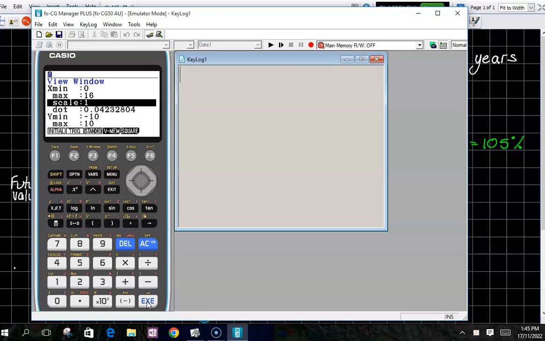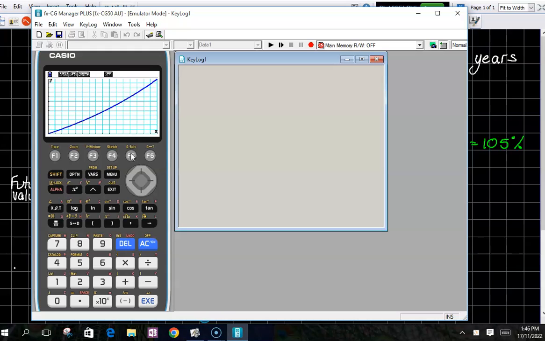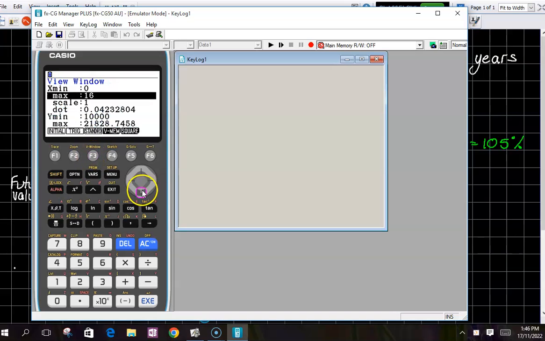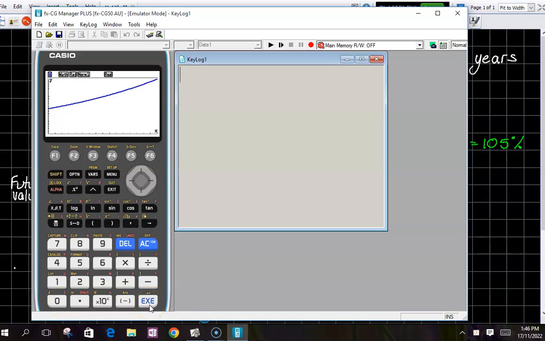And I still get nothing. What do we now press? Shift, Zoom, Auto. This is going to work every time. I'm now going to do a little bit of adjustment. I'm going to go Shift View Window and scroll down to make my Y minimum 0, just so I can see where it goes.